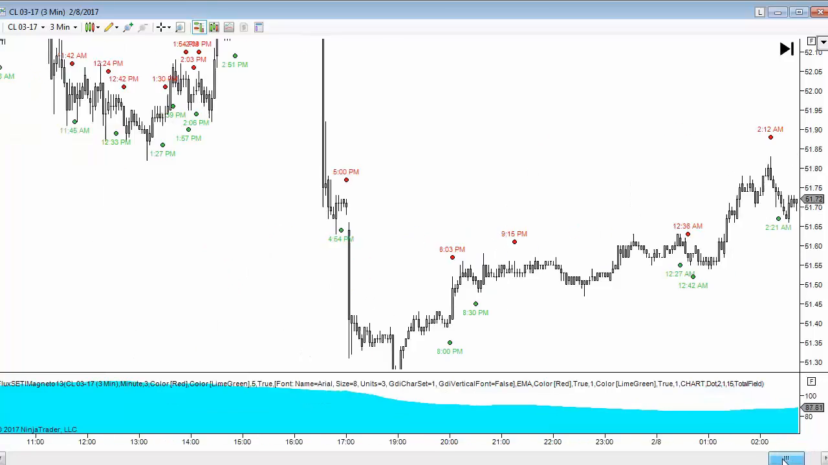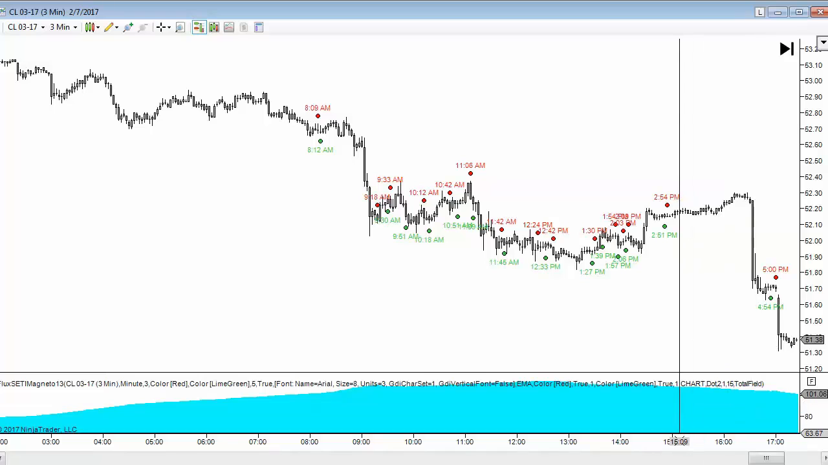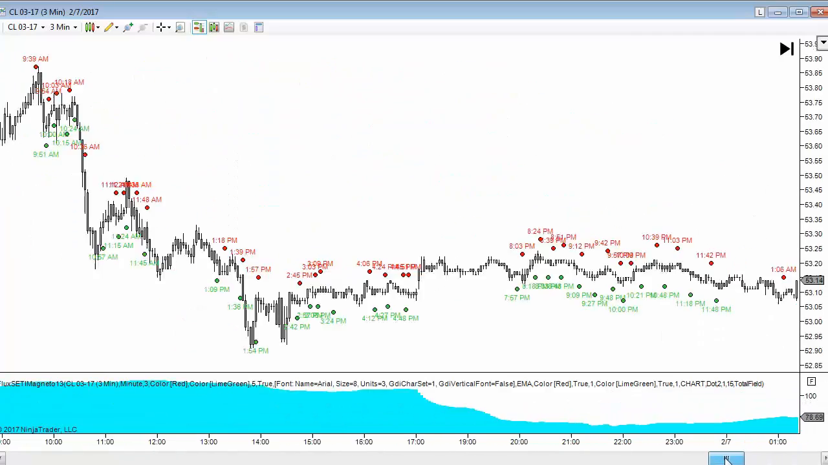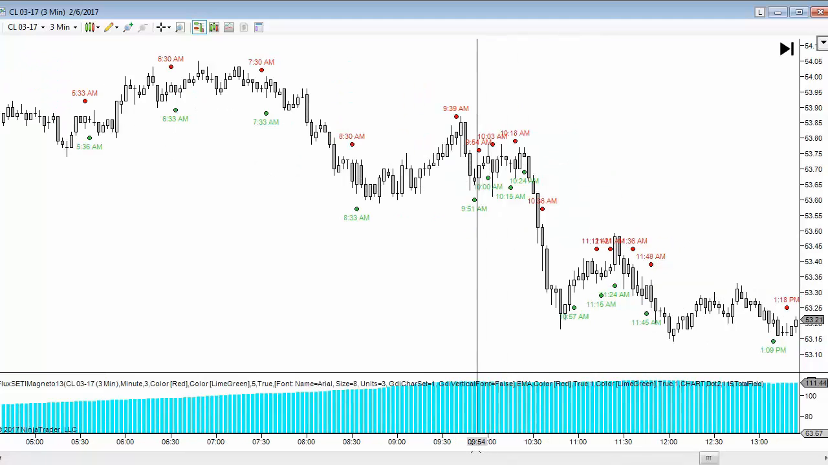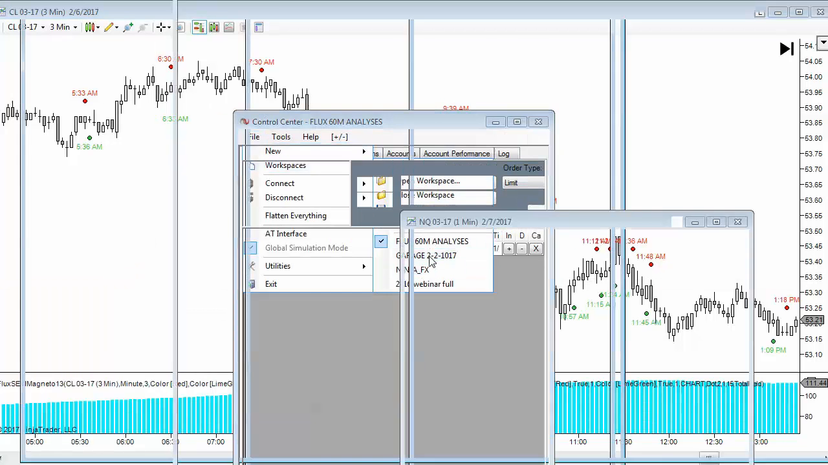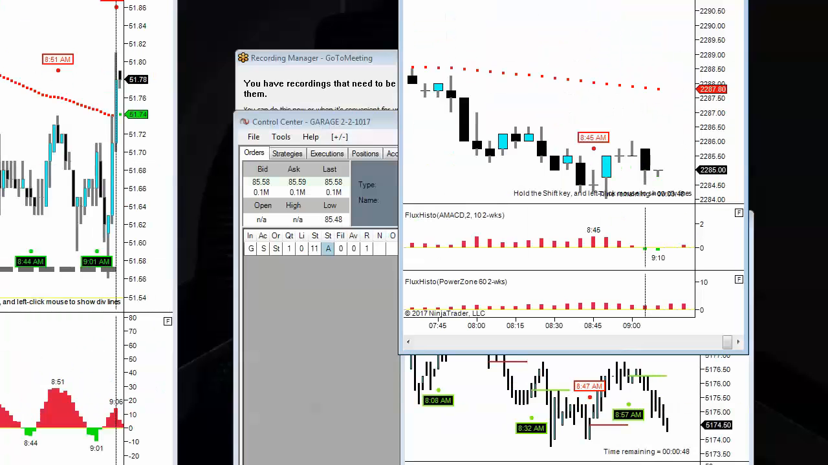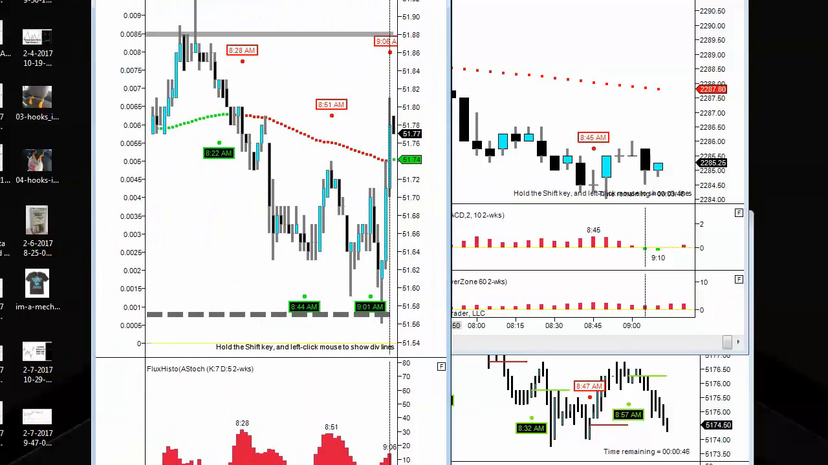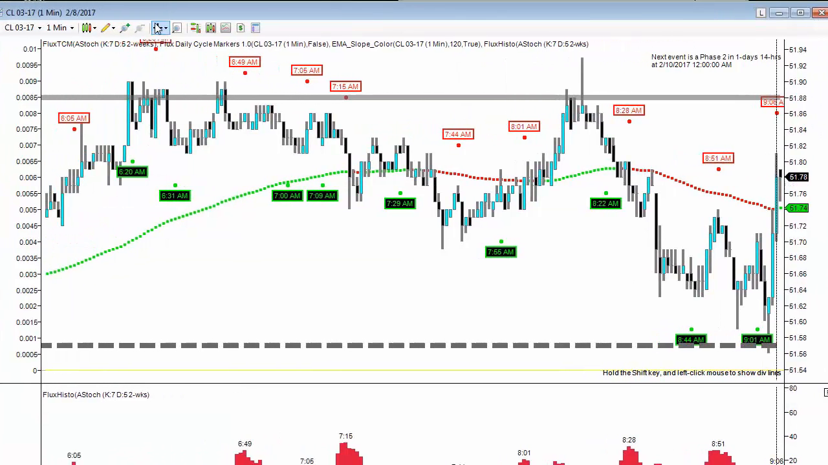As we go back in time, here's yesterday, for example. What does that chart look like? What do these charts look like that we've seen in the past? They look a lot like our flux histograms, don't they?